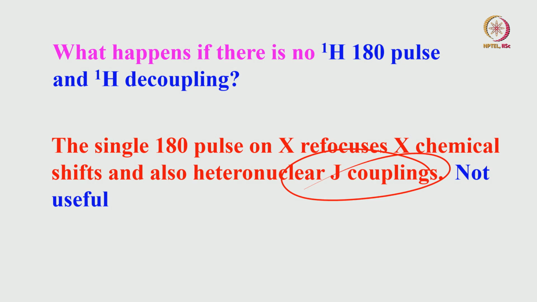If the 180 pulse is applied on proton, it refocuses the heteronuclear J coupling and refocuses proton chemical shifts, but not carbon. But simultaneous application of 180 pulses on both refocuses the chemical shifts but not the J coupling. If you apply only a single 180 pulse and not on proton, then it is not a useful experiment, it is a useless experiment. That does not give you any information. So, you must apply 180 pulses simultaneously on both proton and carbon channels.